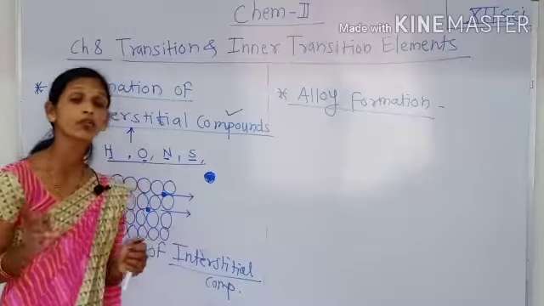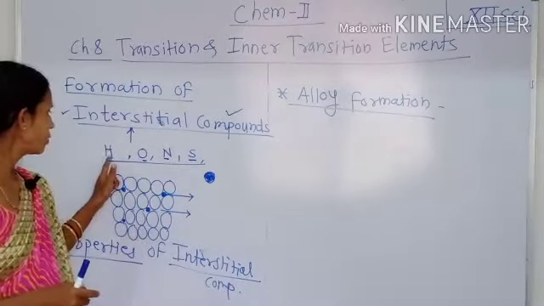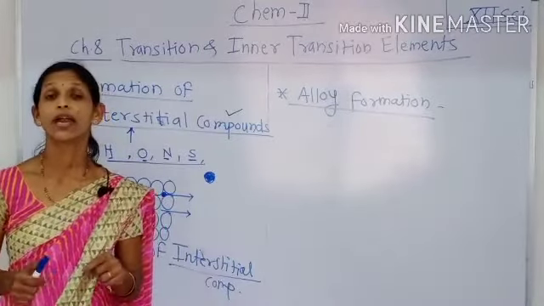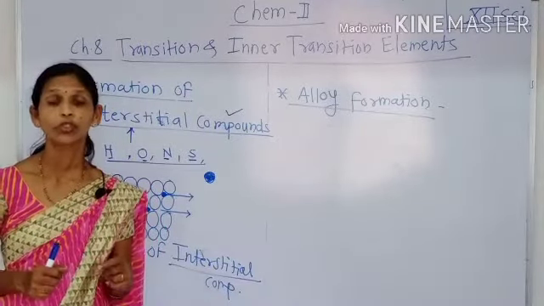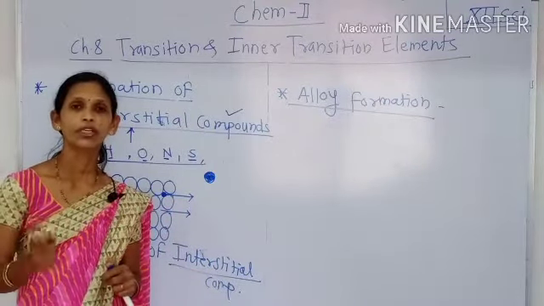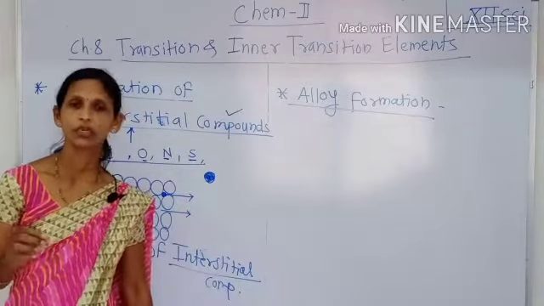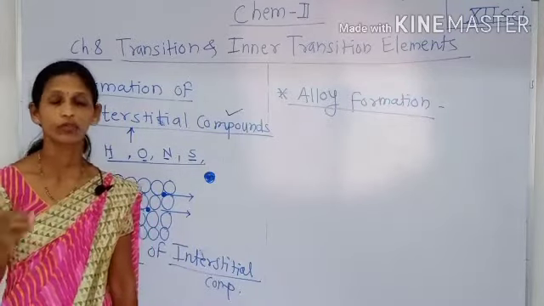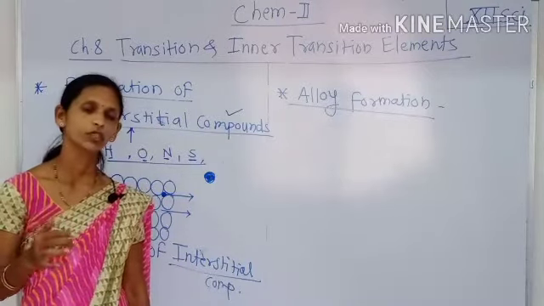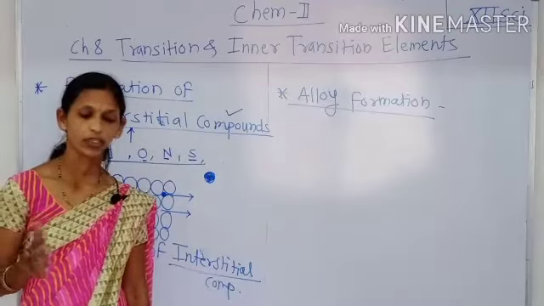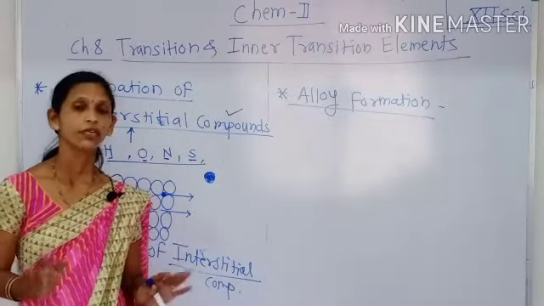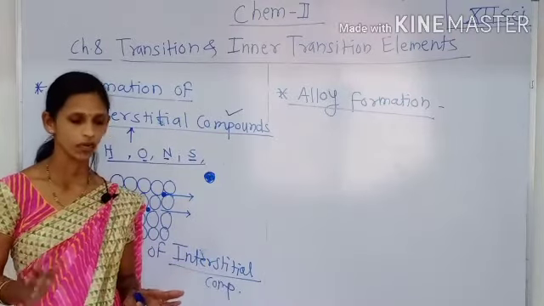And hydrides of transition metals: hydrides means when hydrogen gets trapped into the metal lattice of a transition element. These hydride interstitial compounds are used as a source of hydrogen, and they are good reducing agents used in reduction processes in different chemical reactions. Hydrides of the transition metals are used as catalysts, or as good reducing agents. That is about the properties of interstitial compounds.